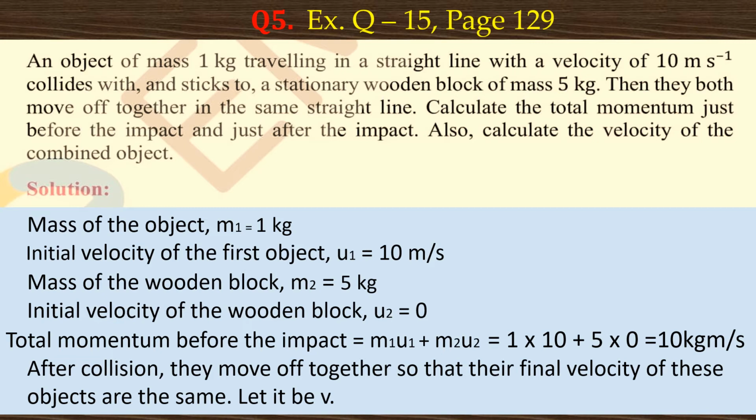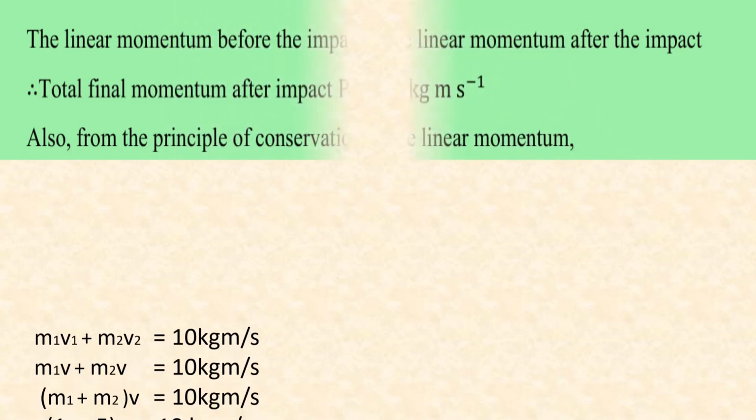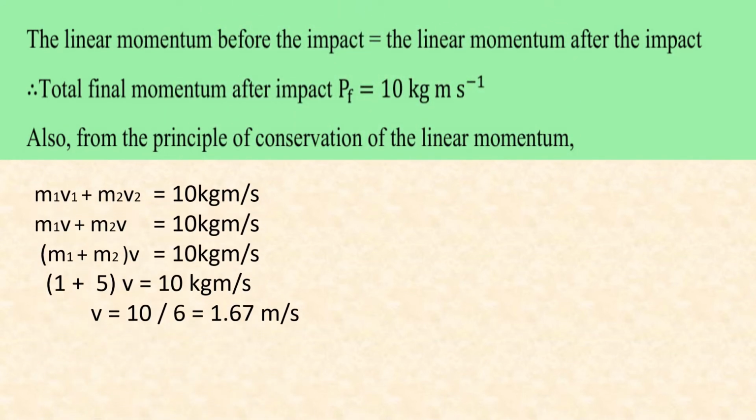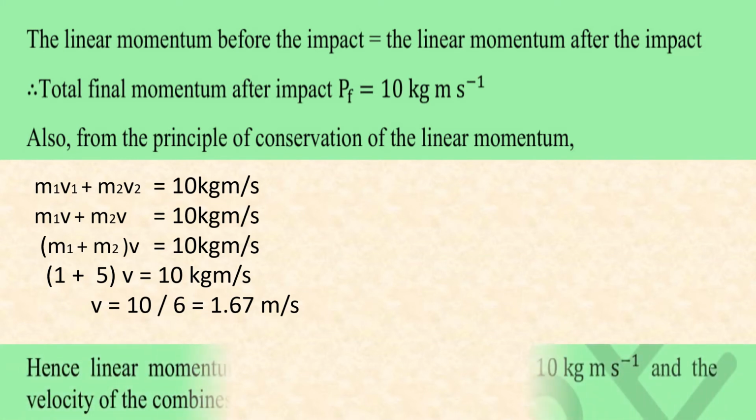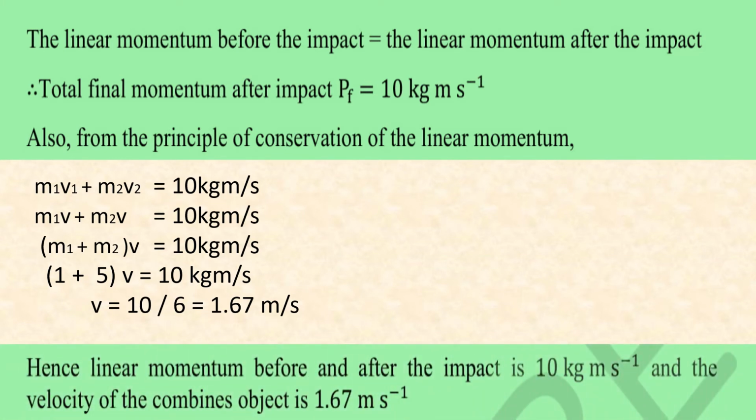And after collision, these objects move off together. That means they will have a common velocity, and we denote that common velocity with the letter v. Children, according to the law of conservation of momentum, you know that total momentum before impact is equal to total momentum after the impact. We already got the total momentum before impact as 10 kg meter per second. Therefore, the total momentum after impact is also 10 kg meter per second.